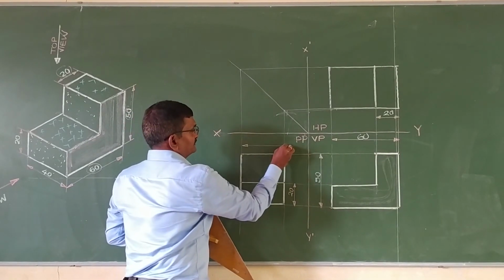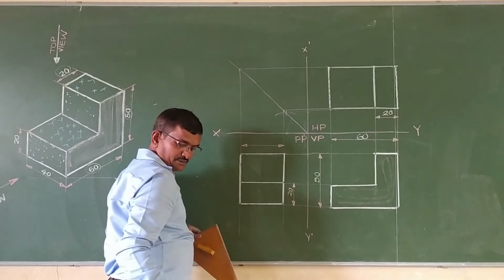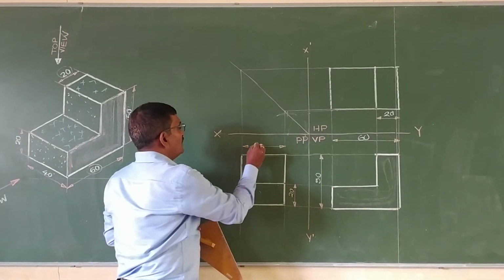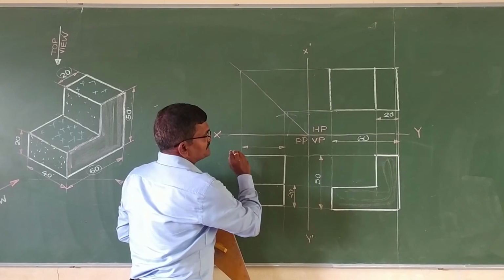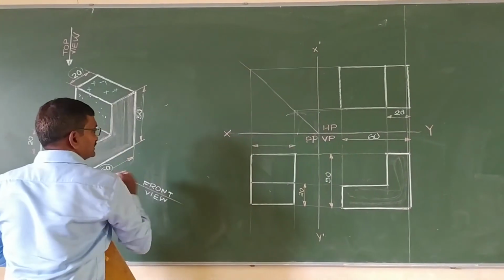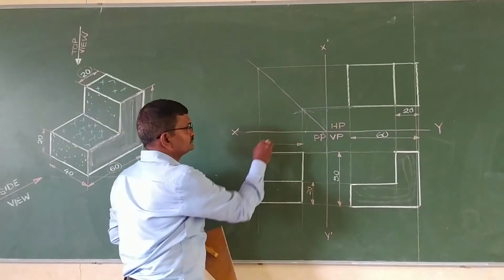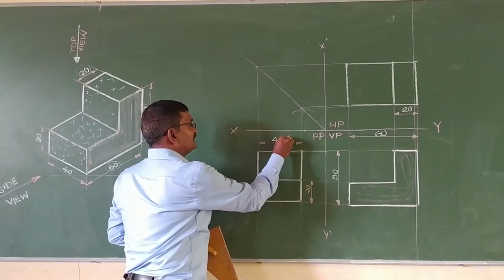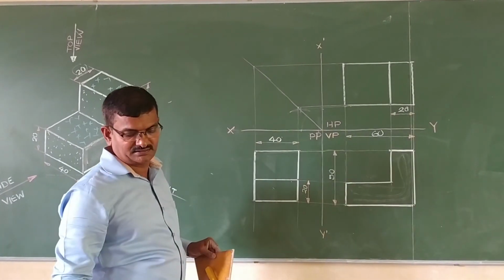It should not be written in two places; it must be written on one side only. We should not repeat the dimensioning procedure. Width 40. So we get size also, shape and size.